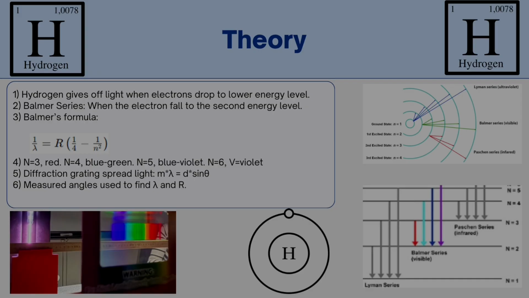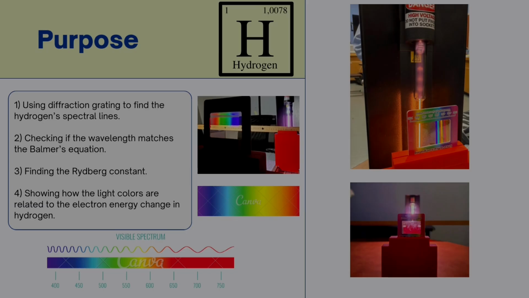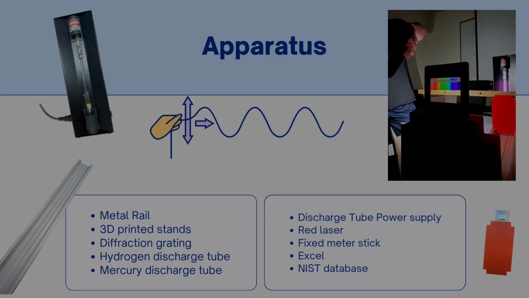We'll also be using m times lambda equals d times sine of theta to find the wavelength after we measure the angle. m stands for the diffraction order, d is the grating spacing, and theta is the angle of light. This will help us to find lambda and find the R value. So the purpose is connecting the theory to our actual measurements. In this lab we will be using the hydrogen test tube and diffraction grating to find the hydrogen spectral lines, checking if the wavelengths match Balmer's equation, finding the Rydberg constant, and showing how the light colors are related to the electron energy change in hydrogen.